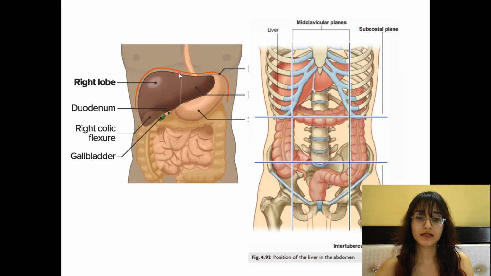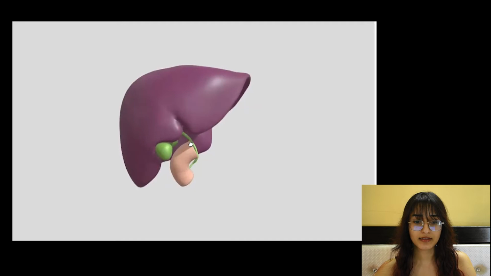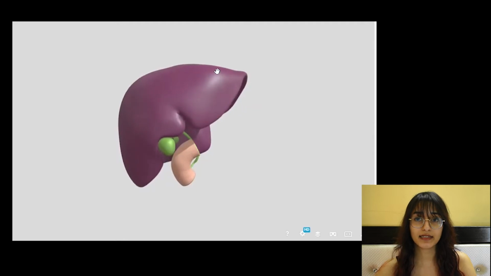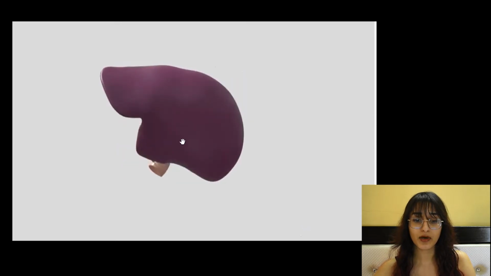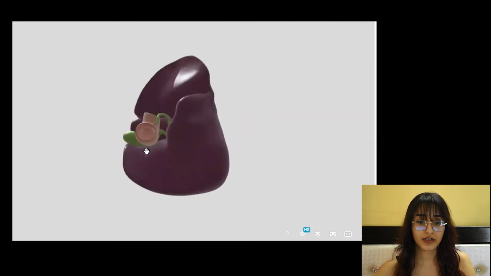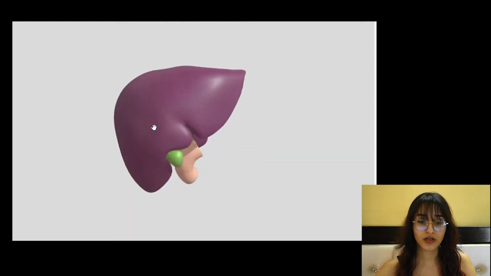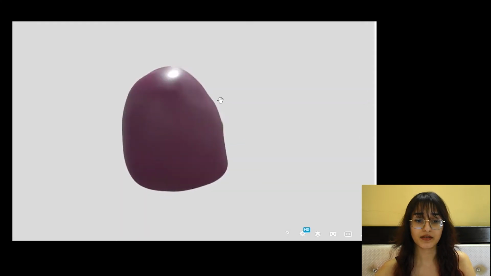So liver has 5 surfaces: the anterior, the posterior, the superior, inferior, and a right one. And now let's see it in a 3D model. So let's look at this 3D model of liver. As I said that it has 5 surfaces, that is the anterior one, the posterior one, superior, inferior. Inferior is also the visceral surface, and also a right one. This is the right surface.